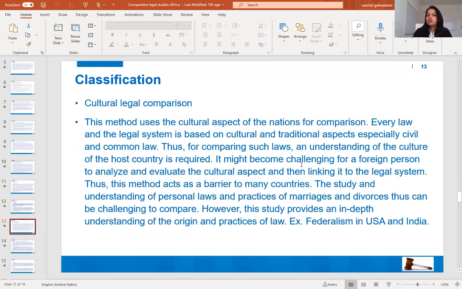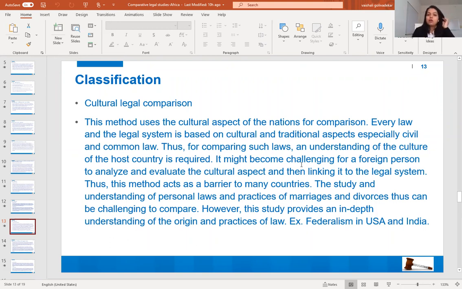This method uses the cultural aspects of the nations for comparison. Every law and legal system is based on cultural and traditional aspects, especially civil and common law. Thus, for comparing such laws, an understanding of the culture of the host country is required. It might become challenging for a foreign person to analyze and evaluate the cultural aspects, right? For example, culture in Nigeria is different, culture in Ghana is different, culture in South Africa is different. So you can't take a law and apply it if your culture is not ready to accept the new law, okay? So in this case, the study of different cultures is also required.